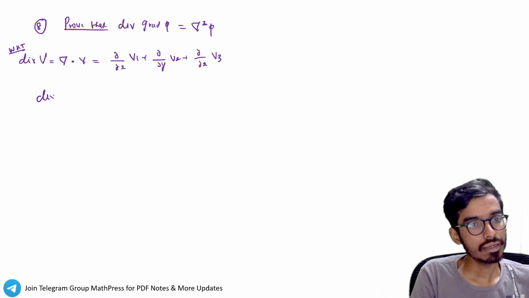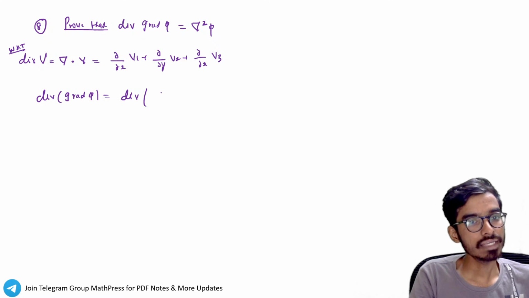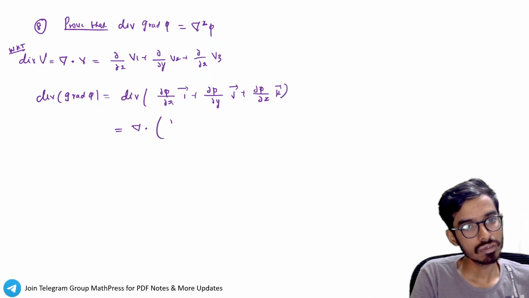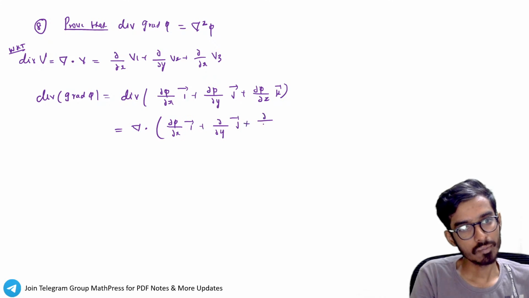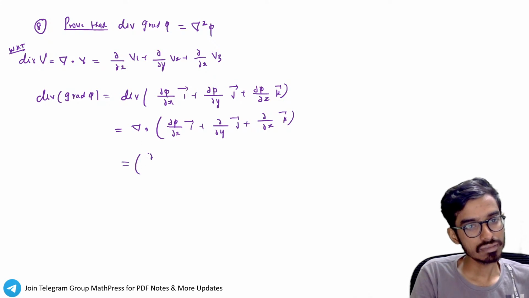Now we need to find divergence of grad phi. What is grad phi? It is dou phi by dou x i vector, dou phi by dou y j vector, dou phi by dou z k vector. Now what about divergence of this? This is del dot this. Very simple, right? Divergence of B is del dot B. So divergence of something is del dot something.